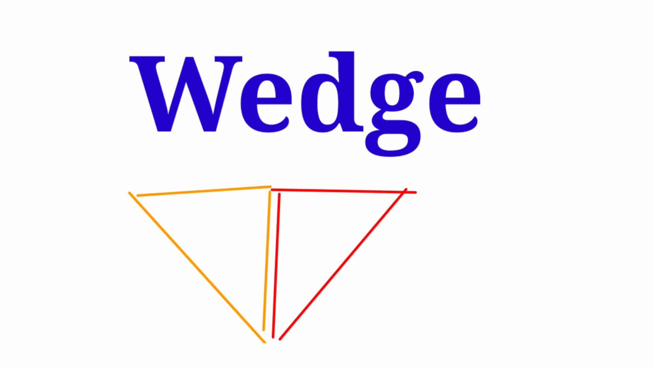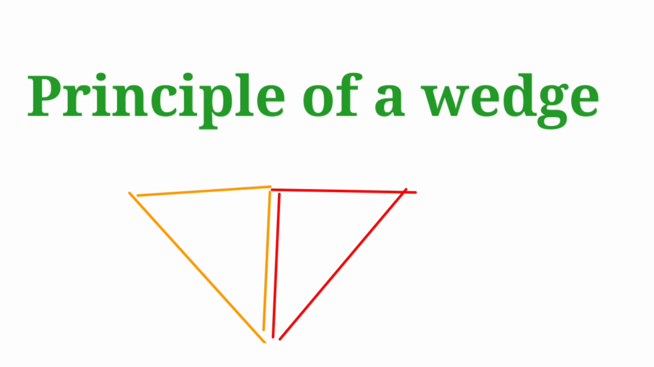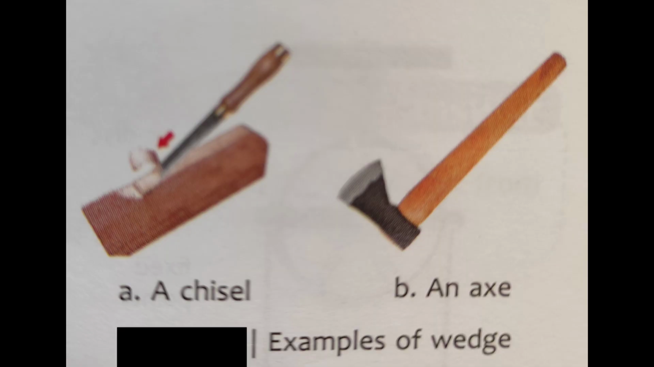Now we are coming to know about the wedge. So here is a very simple principle of wedge. Wedge is a double inclined plane such that the two sloping surfaces taper to form a sharp edge. The sharp edge is used to cut, slice or push things apart. A knife, an axe, a chisel are some examples of wedges which are used commonly.